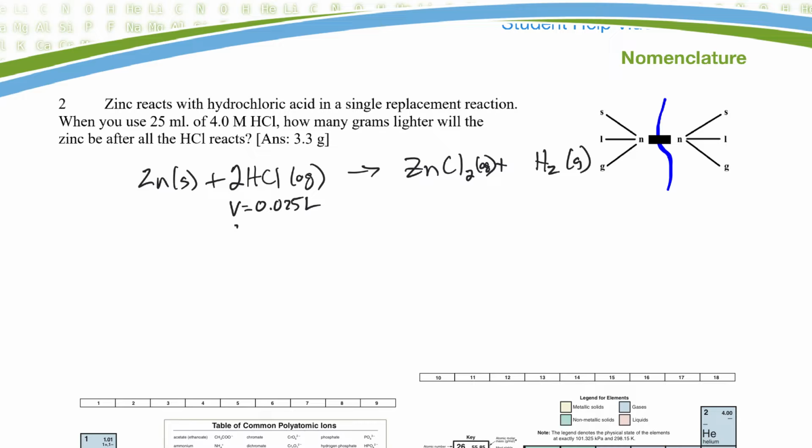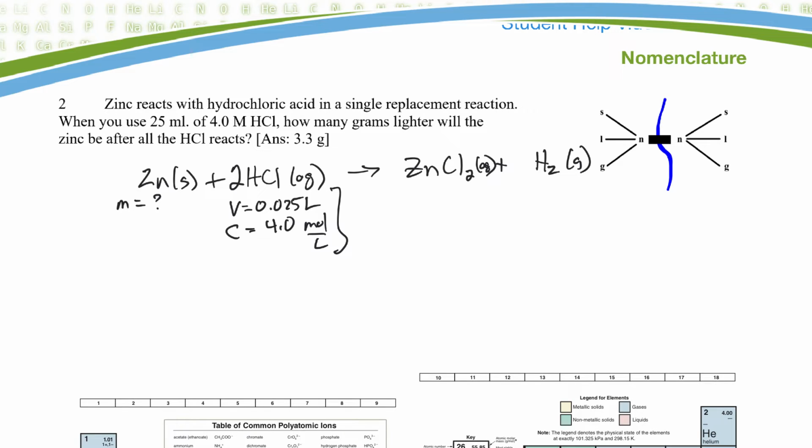Okay, I've got 25 mL of HCl, and the concentration is 4 moles per liter. Then they say, how many grams lighter will the zinc be after all the HCl reacts? I guess all they're looking for is the mass of zinc, just how much will react. So there might be a big chunk of zinc. Once all the acid is used up, then the stoichiometry will tell you how much of the zinc reacts.